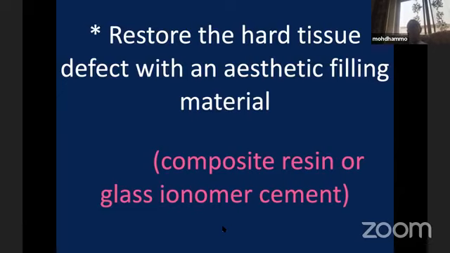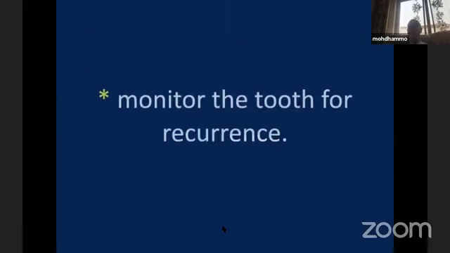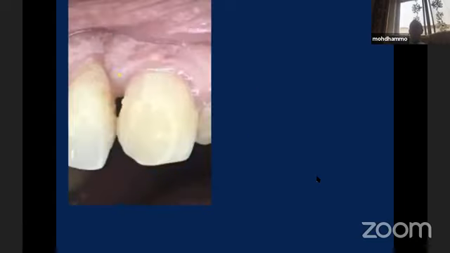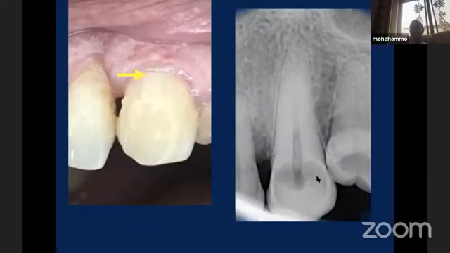Personally, I will go directly to composite filling. Then I will monitor the tooth for recurrence. So we have to take X-ray after 6 months, 12 months, and we have to make regular follow-up. So let's go back to our case here, which has cervical resorption.